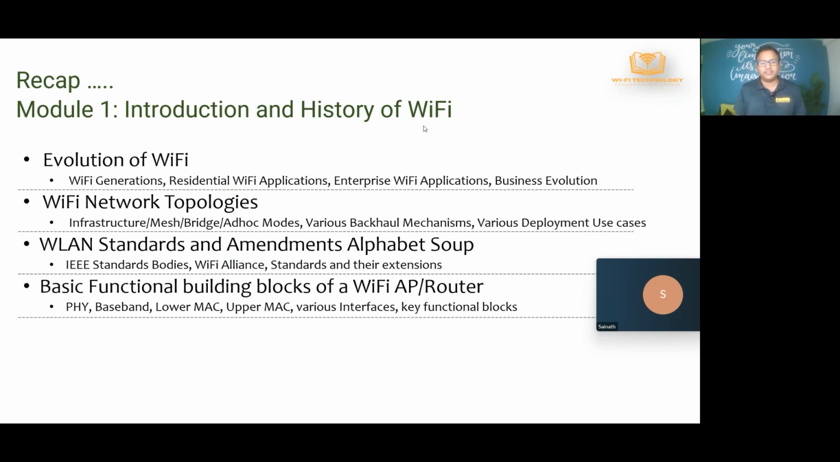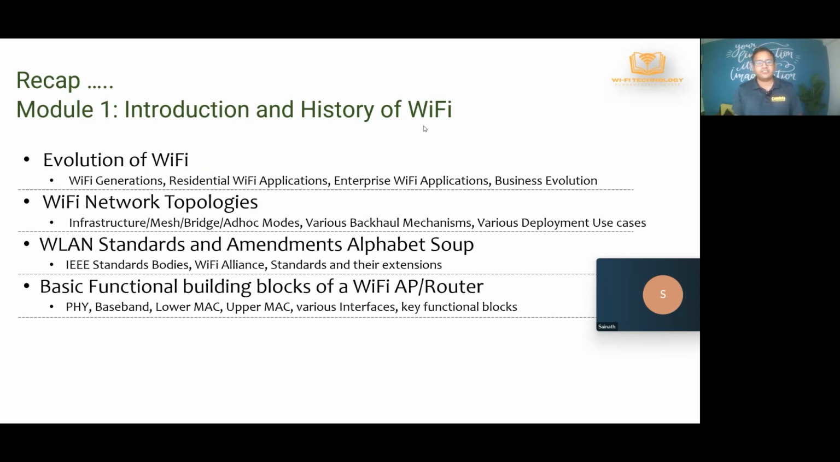In the second session, we talked about network topologies, various ways in which Wi-Fi is deployed: infrastructure mode, bridge mode, ad hoc modes, and so on. And we also talked about various backhaul mechanisms of how Wi-Fi routers connect to the internet, using fiber, coax cables, cellular networks, satellite networks, and so on. And also various use cases on how Wi-Fi networks are deployed.